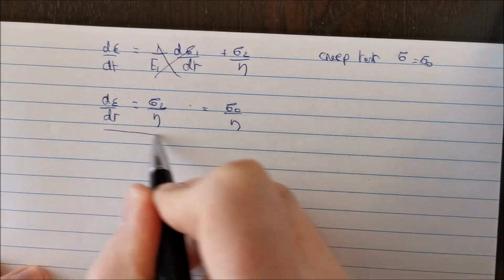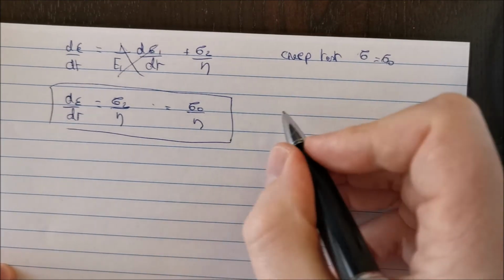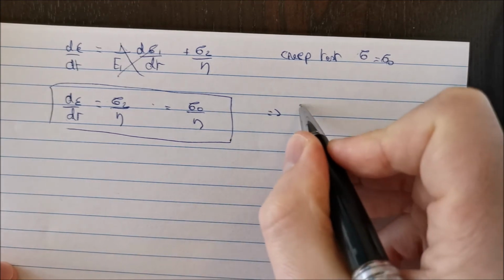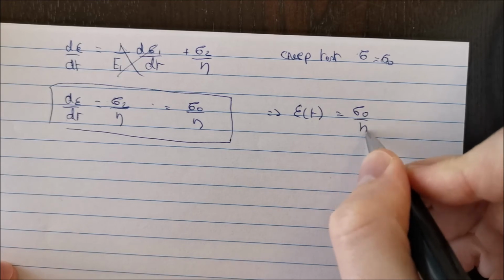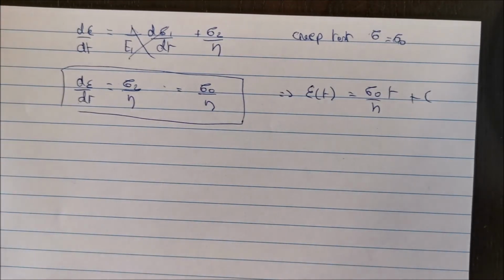Now, solving this is easy enough. This is a very simple expression. We are just going to integrate the system, and we are going to obtain something that would look like that. Now the last thing to do is to obtain the value of the constant.